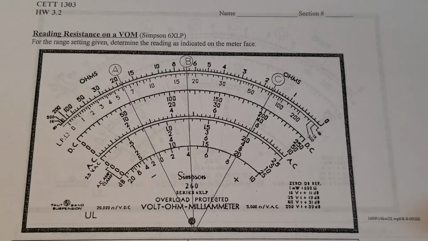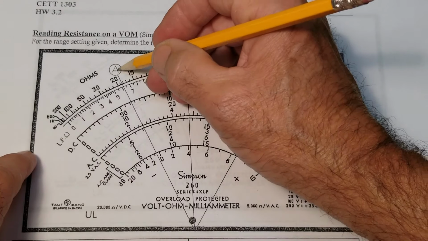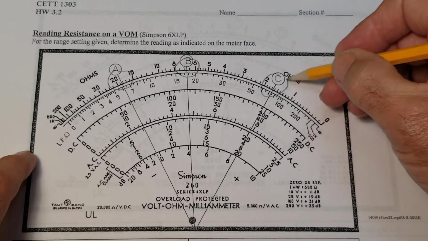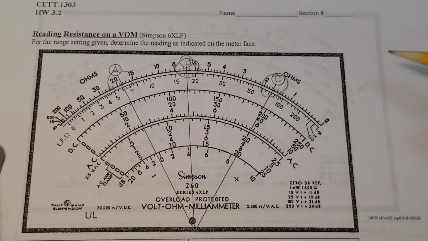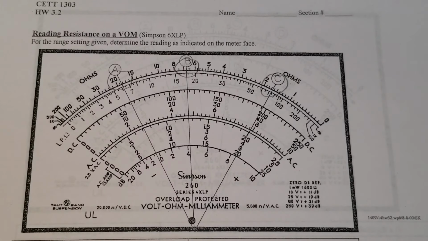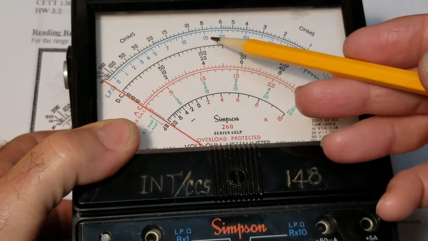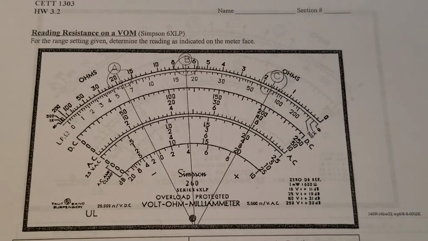This is our scale, and again, I recommend that we circle where we're reading. So we're going to read this scale at the very top. Those are my three positions, A, B, and C. Our first setting is going to be R times 100. The way this works when you're reading ohmic values on this meter is I take the reading times the setting, and that's the value of my resistance.